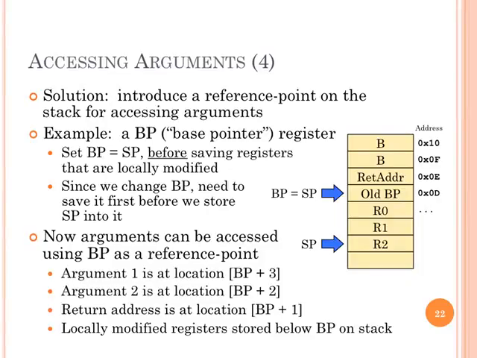So like it says here, argument 1 is at location BP plus 3. So BP plus 0 is the old base pointer. BP plus 1 is the return address, and so forth. So BP plus 3 is the first argument. BP plus 2 is the second argument. Okay?